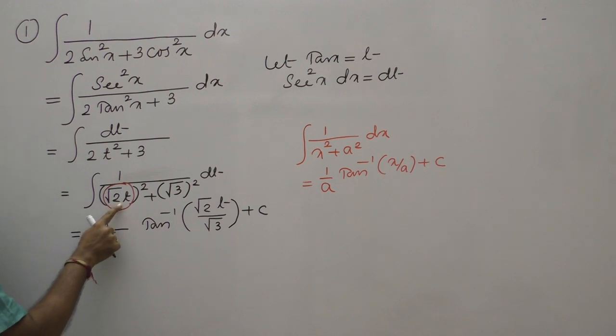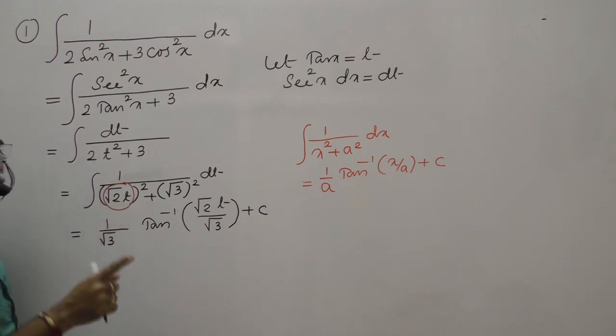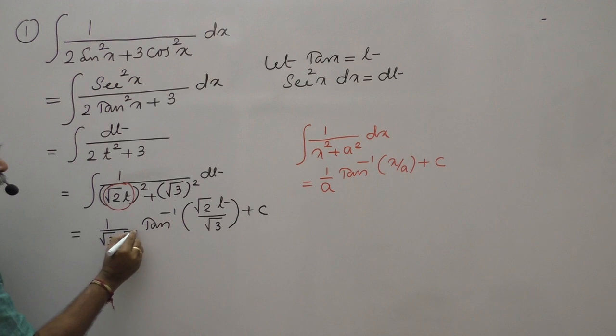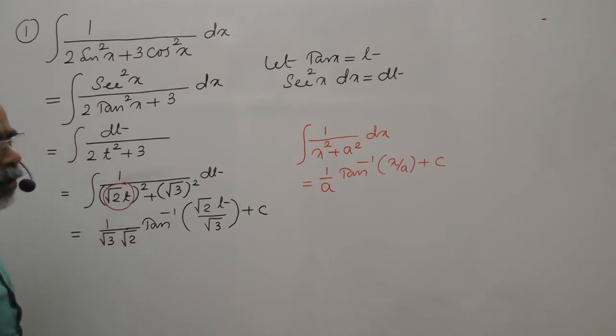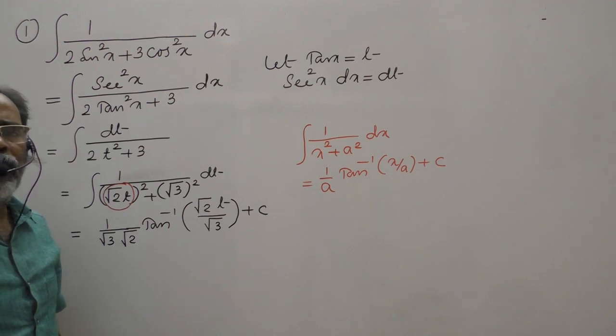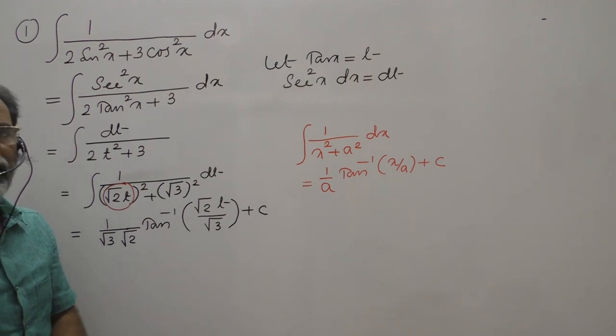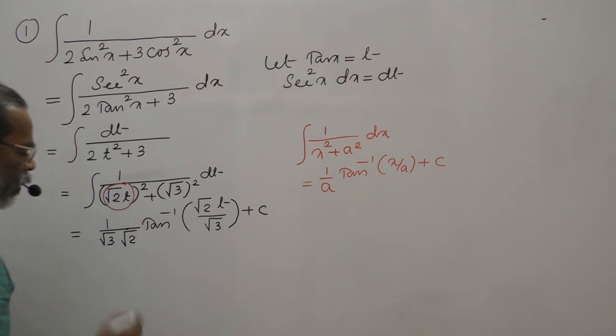But what is the derivative of root 2t? Its derivative is root 2. So you have to divide this by root 2. That is, write the derivative in the denominator. In differentiation, we will be writing the derivative in the numerator.